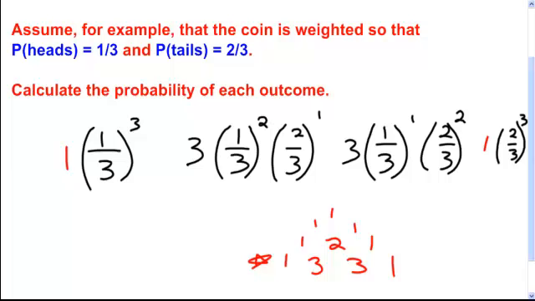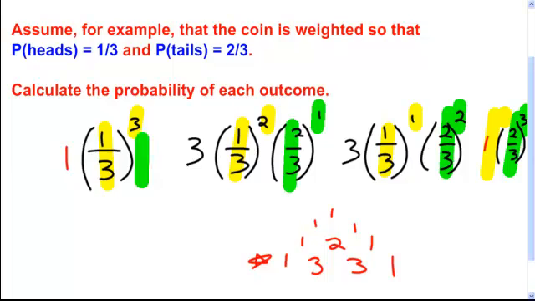The next thing that you should see is I have 1/3 to the third, 1/3 to the second, 1/3 to the first, and most likely 1/3 to the 0, which is 1. Then I'll start at the end, 2/3 to the third, 2/3 to the second, 2/3 to the first, 2/3 to the 0.